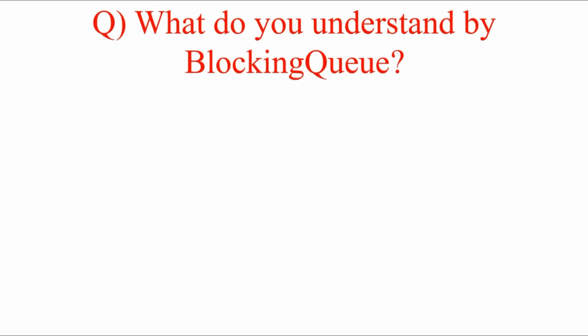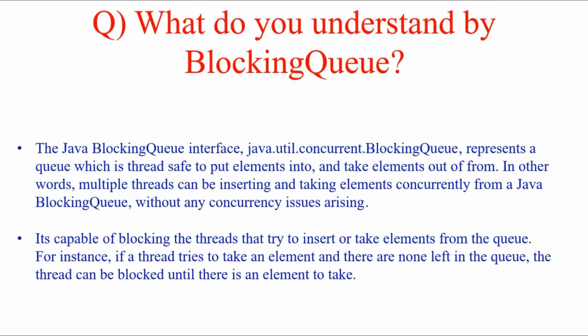Now the fourth question, which is a very important question from the collection interview perspective, is what do you understand by BlockingQueue? You know about queue, it's the first in, first out thing, right? The Java BlockingQueue interface is in java.util.concurrent. I have told you Queue is of java.util, but this BlockingQueue is of the concurrent package. It represents a queue which is thread safe to put elements into or take elements out of. In other words, multiple threads can insert and take data concurrently from the BlockingQueue without any concurrency issue arising.